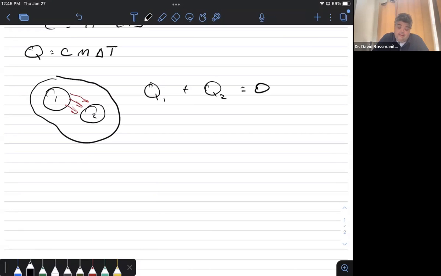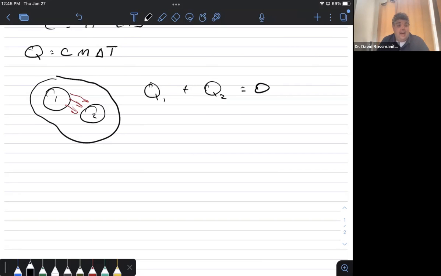Well, the first way is if they're at the same temperature, then the amount of energy object 1 gives is 0, and object 2 gives is 0. So 0 plus 0 is 0. That's fine. The other way this could happen is if one of them is a negative number and the other one is a positive number. And indeed, that's what this case is.